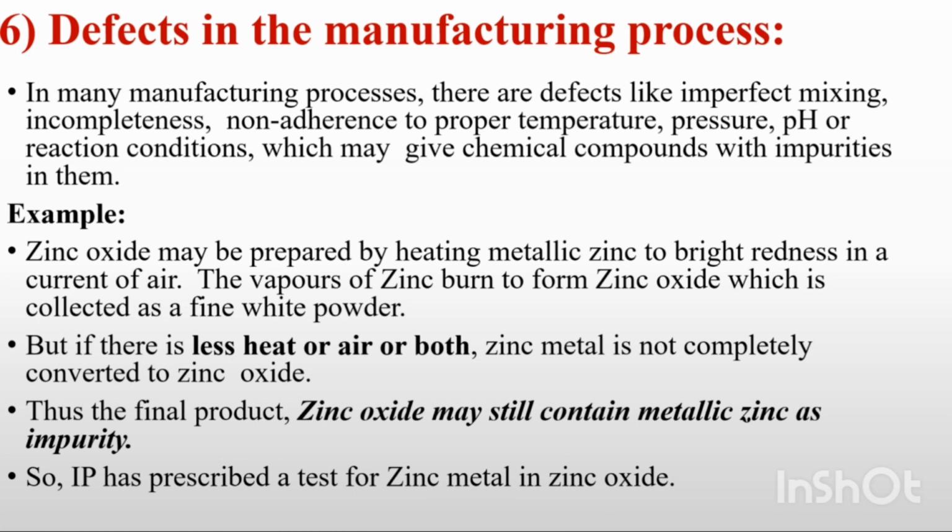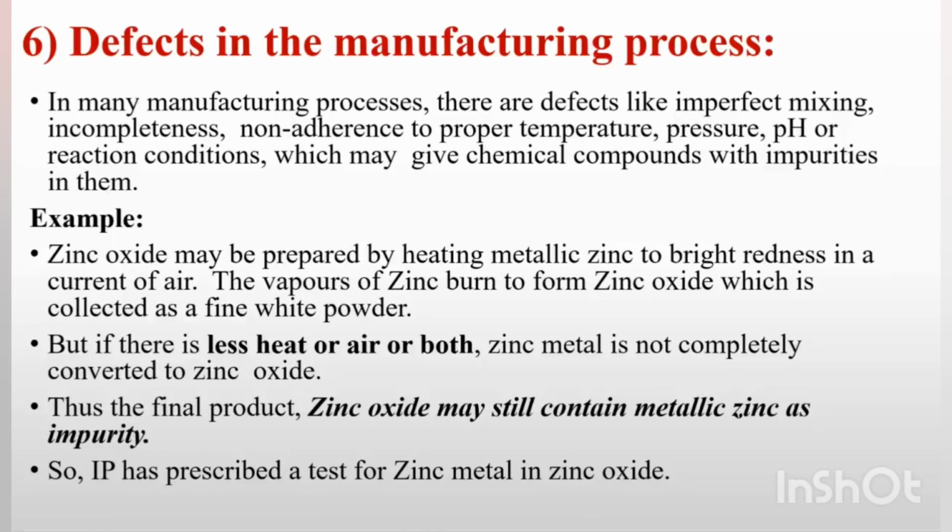Then the sixth one is defects in the manufacturing process. In many manufacturing processes, there are defects like imperfect mixing, incompleteness, non-adherence to proper temperature, pressure, pH or reaction conditions, which may give chemical compounds with impurities in them. For example, zinc oxide may be prepared by heating metallic zinc to bright redness in a current of air. Then the vapors of zinc burn to form zinc oxide, which is collected as a fine white powder. But if there is less heat or air or both, zinc metal is not completely converted into zinc oxide. Thus the final product zinc oxide may still contain metallic zinc as an impurity. So the IP prescribes a test for zinc metal in zinc oxide.